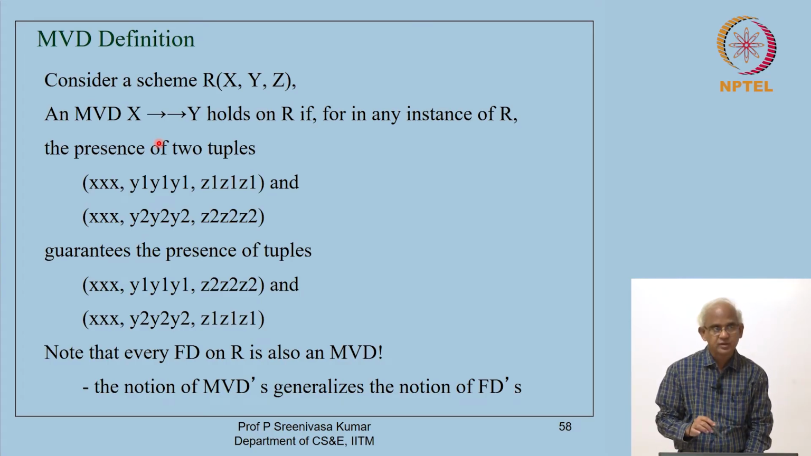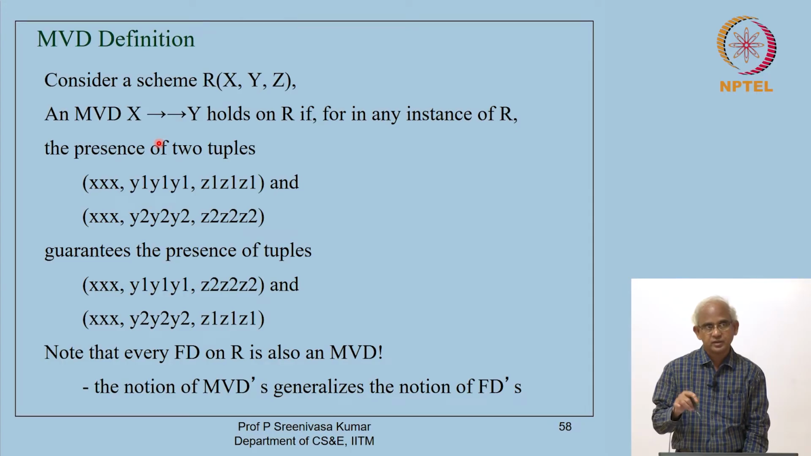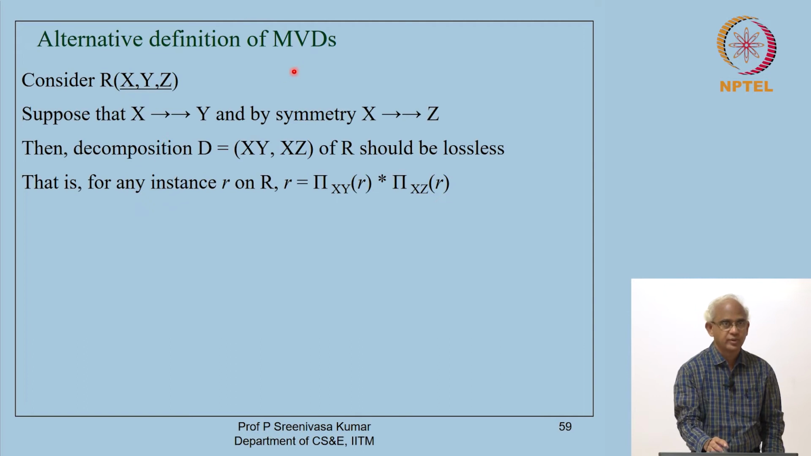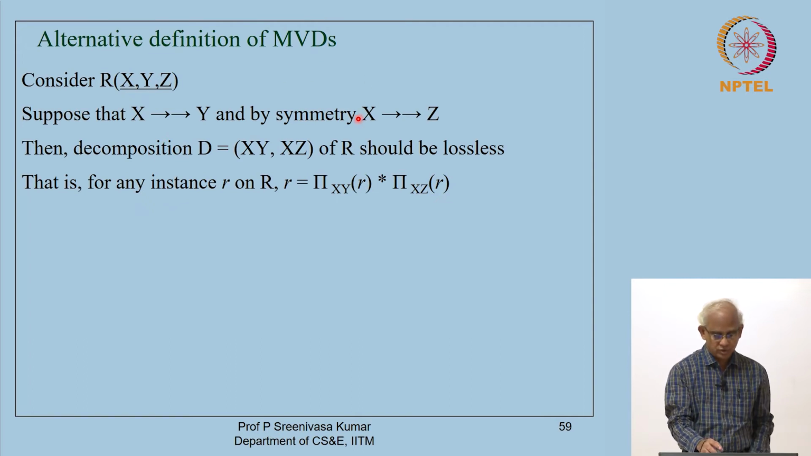In a functional dependency on the right hand side you had a single value, but now you have in some sense a set of values. Okay. So, that is the definition. Now, here is an alternate definition of multivalued dependencies in terms of joins.